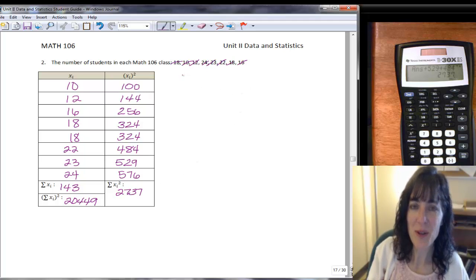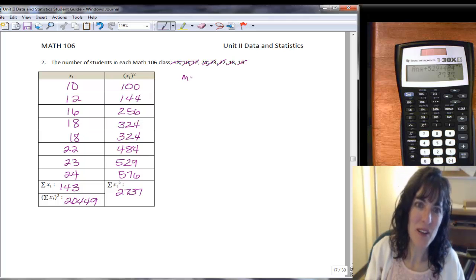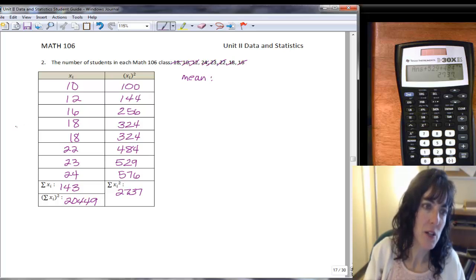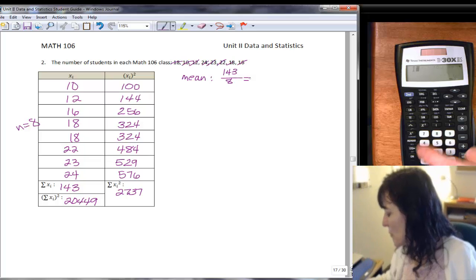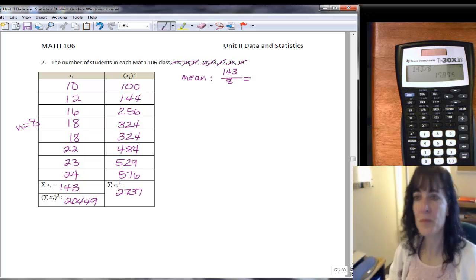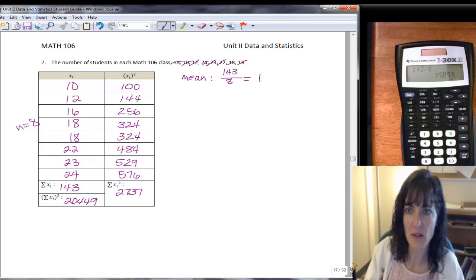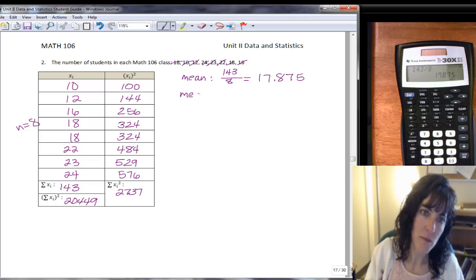Okay, and so let's start at the beginning this time. So the mean is just going to be the 143. Oh, I need to count them. 1, 2, 3, 4, 5, 6, 7, 8. So my n is 8. So my mean will be the sum of all the numbers, so that was the 143, divided by 8. And so I have 143 divided by 8 is 17.875.